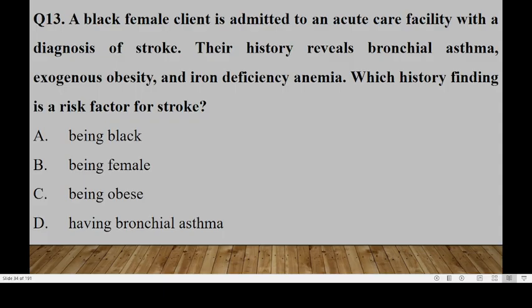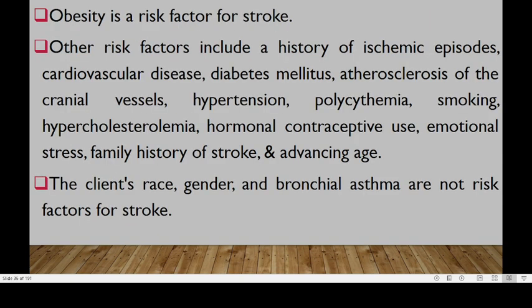A black client is admitted to an acute care facility with the diagnosis of stroke. Their history reveals bronchial asthma, exogenous obesity, and iron deficiency anemia. Which history finding is a risk factor for stroke? For stroke, being obese is a risk factor.